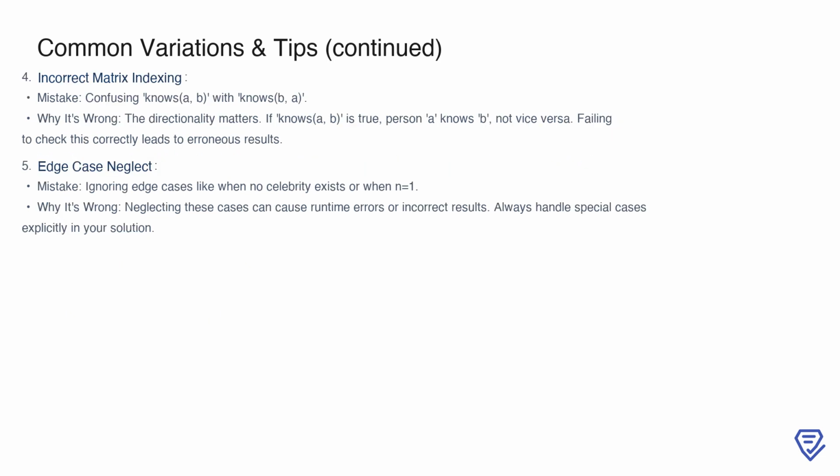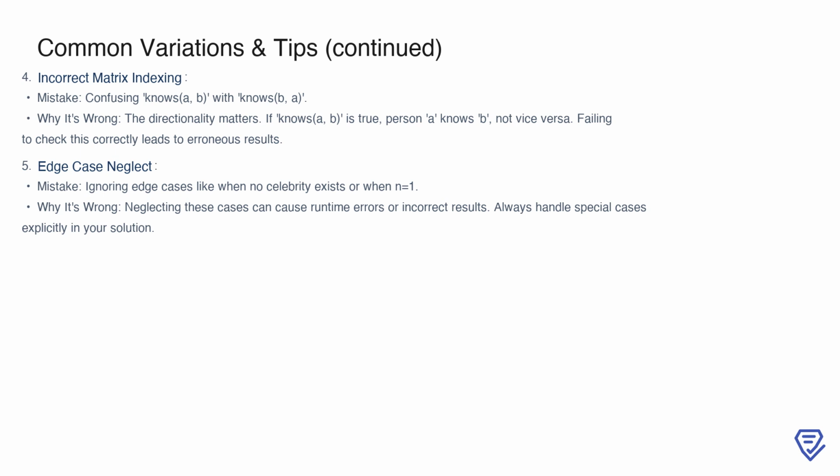Another common pitfall is incorrect matrix indexing. For instance, if you confuse knows(A, B) with knows(B, A), you'll misinterpret the relationship between people, as the directionality matters. If knows(A, B) is true, it means person A knows B, not the other way around. Failing to account for this can result in completely incorrect results.